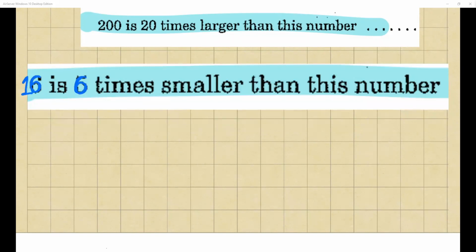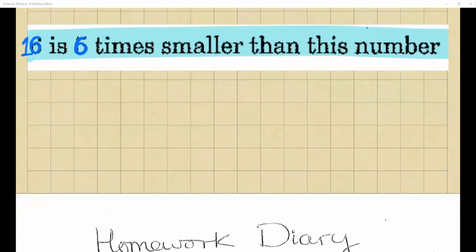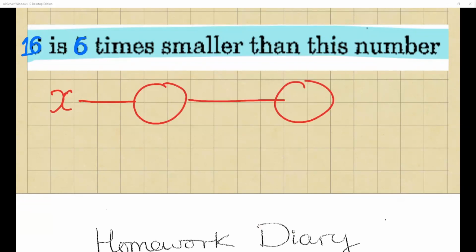Right, there's the new question. Do it for me, please. 16 is 6 times smaller than this number. So the number, we don't know what it is. We're going to be doing one thing to it. And the answer is 16.